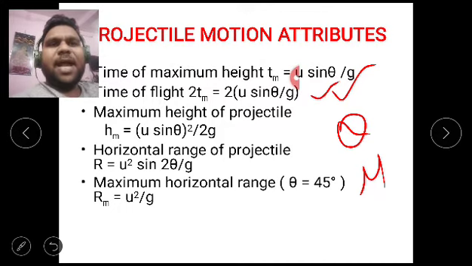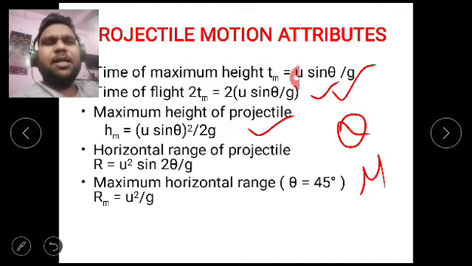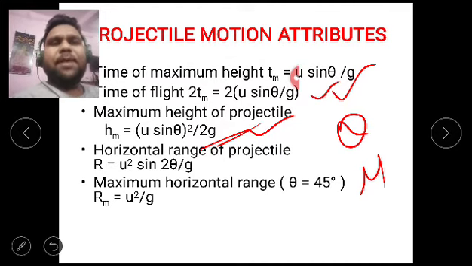And the maximum height of the projectile Hm is given by u square sin square theta by 2g, or within brackets (u sin theta) whole square by 2g. This is the maximum height of the projectile. You need to learn the formula. It will be very useful while you are doing numerical problems.